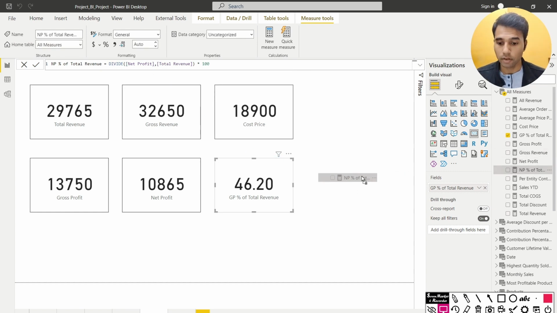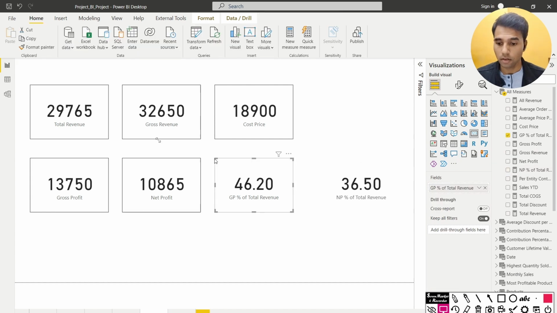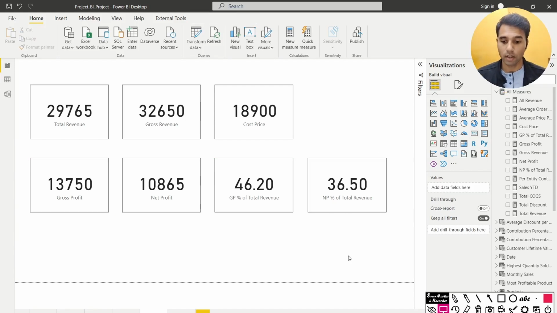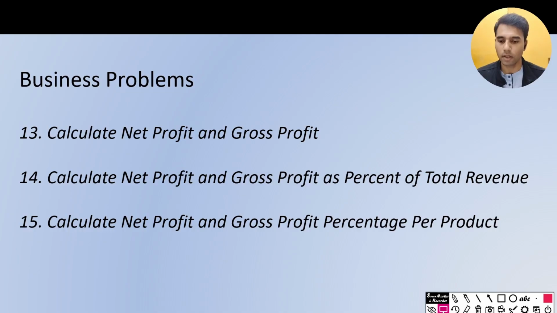So I pull it here, change it to a card, change its formatting. So these are the two values that we have. I'll also change the formatting. Okay, so we have the net profit as a percentage of total revenue and the gross profit as a percentage of total revenue. So you're done with the second part of the question.